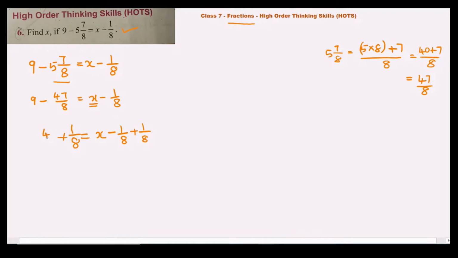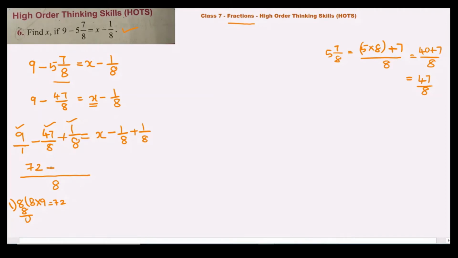So what else is there? 47 by 8, that is minus, negative. 9 is nothing but 9 by 1. Now look here, what is the LCM for this? 8 is the LCM. When these are the three fractions, when you are adding or subtracting fractions, you have to take the LCM of the denominators, and then this LCM divided by the denominator of the first fraction, that is 1 times 8 is equal to 8, and then this 8 into this numerator 9 is equal to 72. So this is the 72.